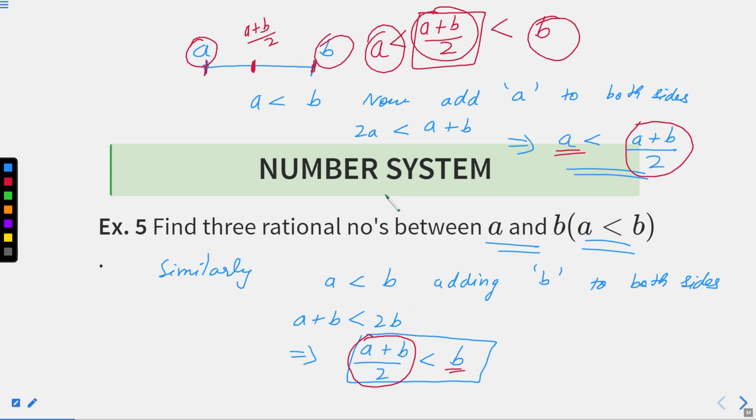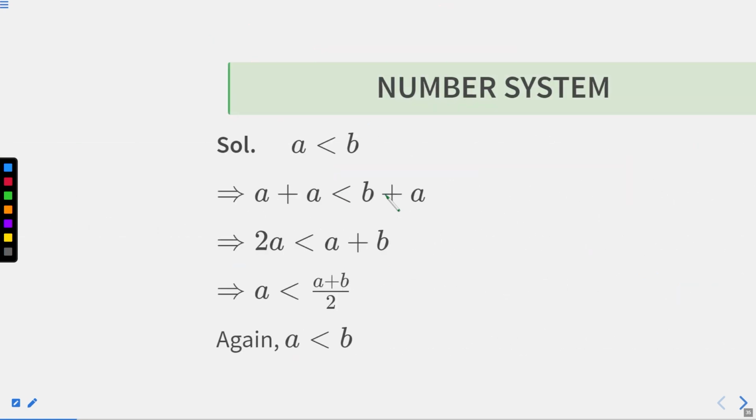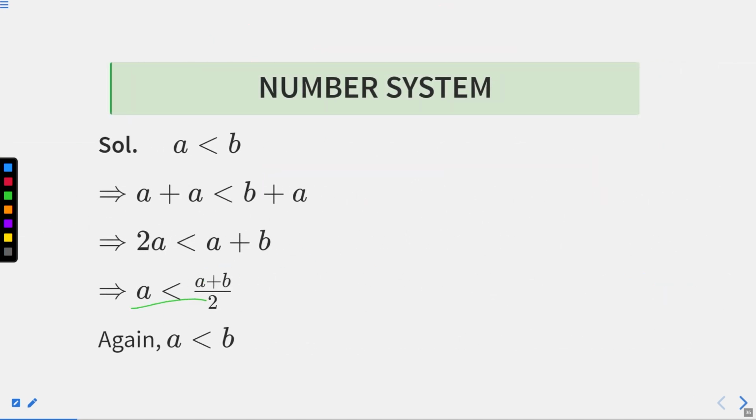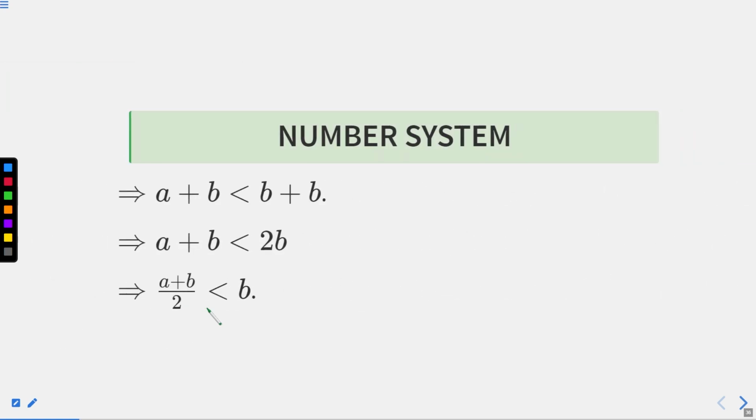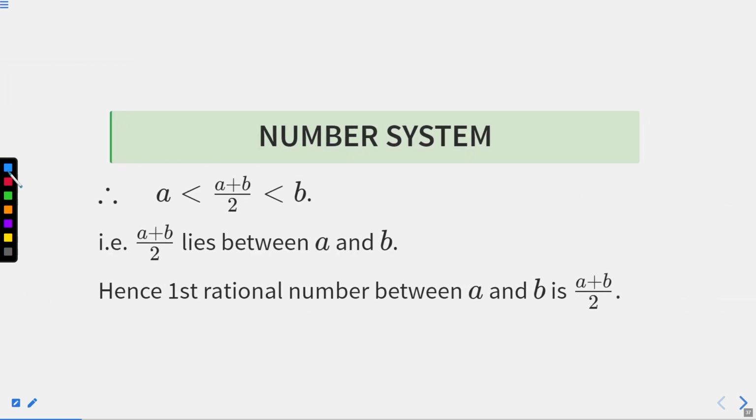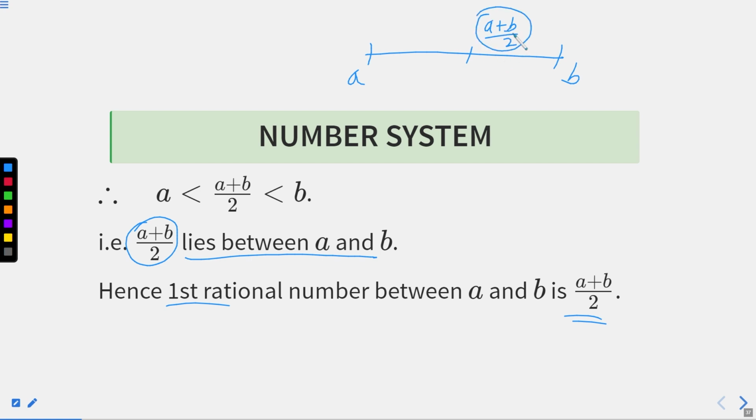Now let's move on. This is quite a simple method to use. We have already seen these steps, so let's carry on. We know (a+b)/2 lies between a and b. The first rational number between a and b is (a+b)/2. Now we have to find three. So how are we going to find the remaining two rational numbers? Just do nothing. We know a, we know b, and one rational number in between a and b is (a+b)/2.